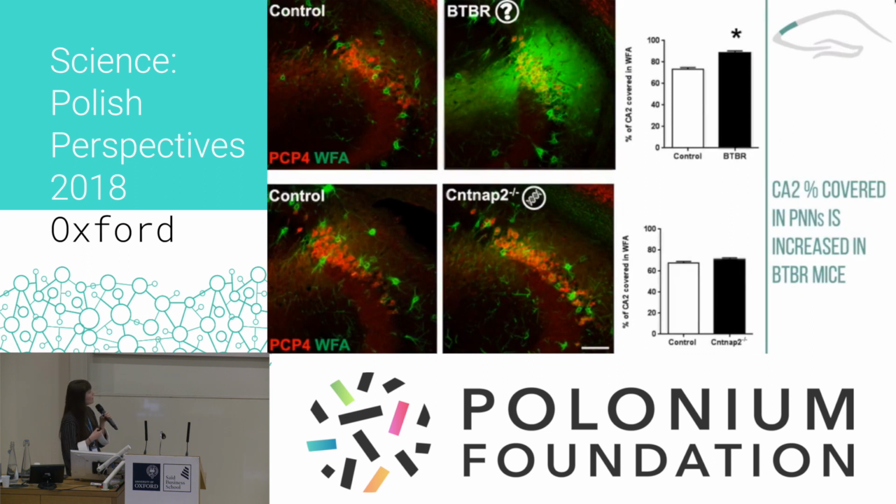Next, just using the marker of the CA2 that you can see here in bright red, we wanted to see whether the area of the CA2 covered in perineural nets is going to be different. And actually, the mouse model of idiopathic autism shows that the percentage of CA2 covered in perineural nets is much bigger. So there's a bigger area without plasticity in this model.